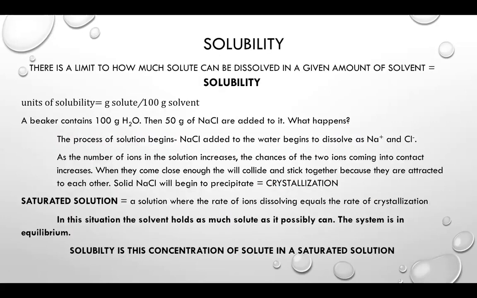And so as the number of ions in the solution increases, the chances of the two ions coming into contact increases. When they come close enough, they will collide and stick together because they are attracted to one another. So now, instead of the sodium being by itself and the chlorine being by itself, they've come into such close contact, they stick together and form salt again. And so the solid salt will begin to precipitate, and that's called crystallization.